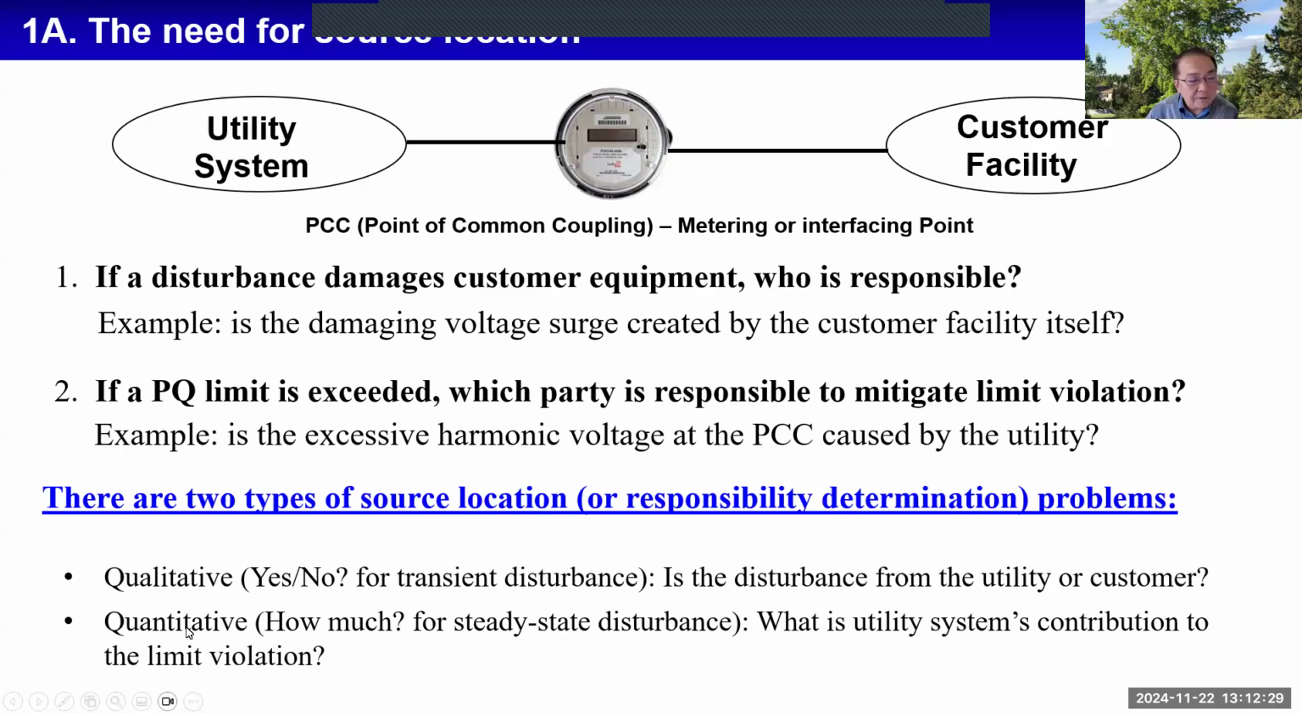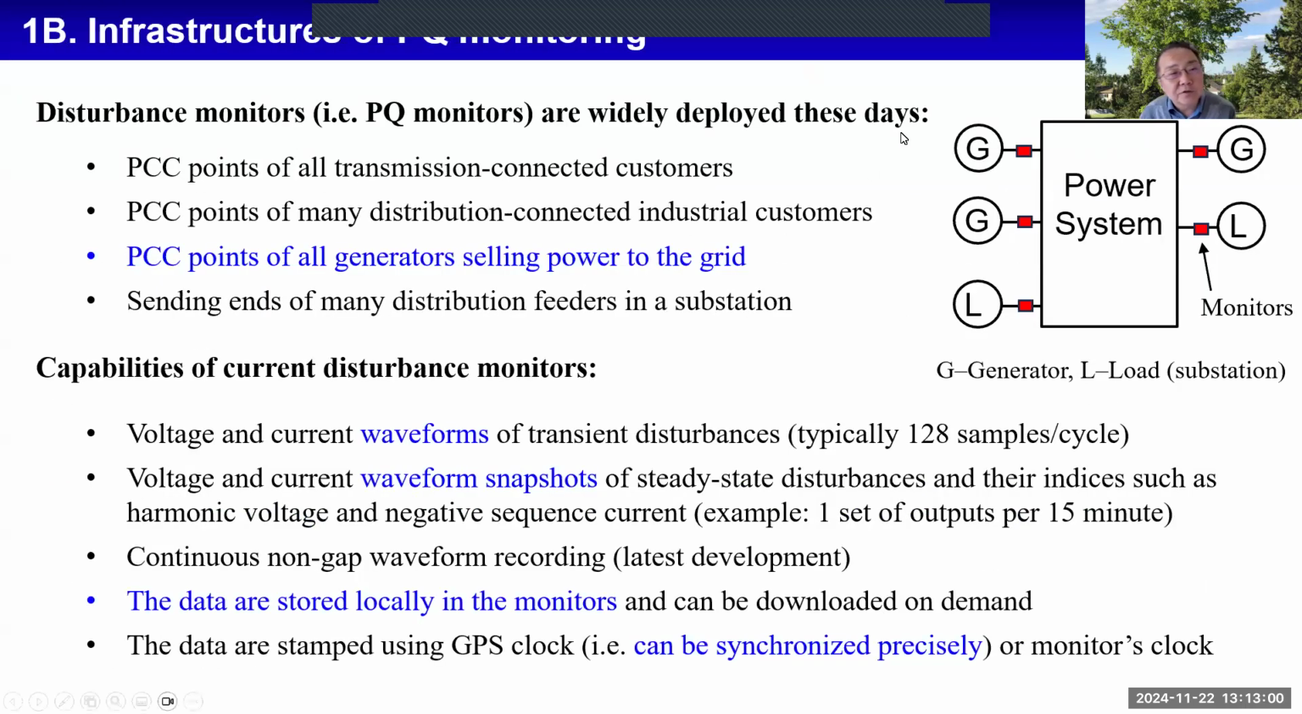Another one is quantitative, which means how much, for steady state disturbances. What is the utility system's contribution to the limit violation? In this case, we have to isolate the utility system's contribution. That is why we need disturbance source location, to solve this problem. Now, what is the infrastructure available for the monitoring?